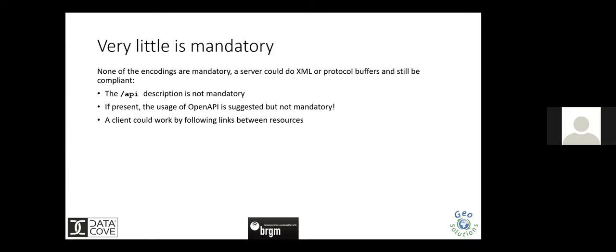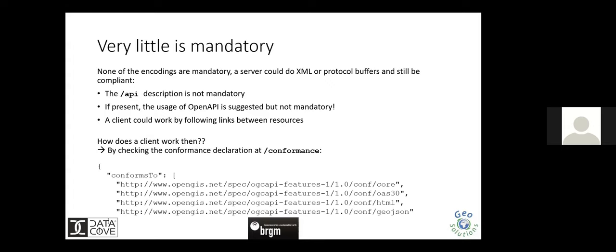Question is now, how does it then work? Again, that's where we have the conformance. Here we've got a simple conformance definition, and we say that this endpoint conforms to the OGC API features core. It conforms to OpenAPI specification version 3. It conforms to the conformance class that it provides HTML and GeoJSON. And again, this is nice because it's machine actionable. And so you can look at it as a human, but your application can also understand it.